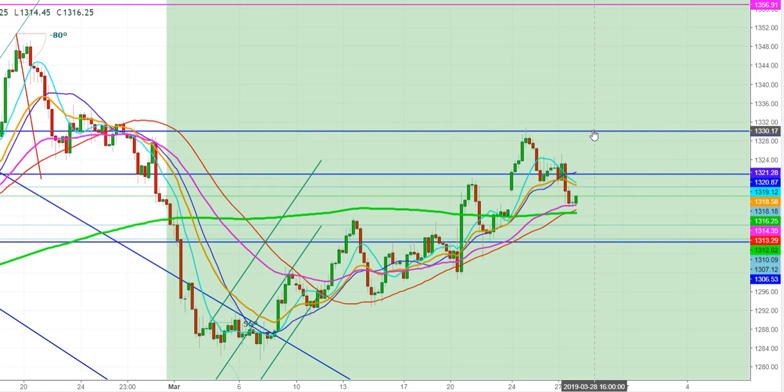So today I find that the gold futures may try to cross this second resistance level before the weekly closing. I find the gold futures will try to break this second resistance level at the level of $1,330.